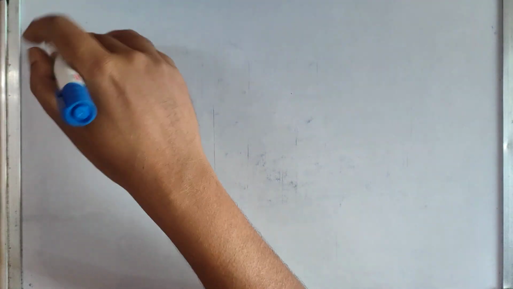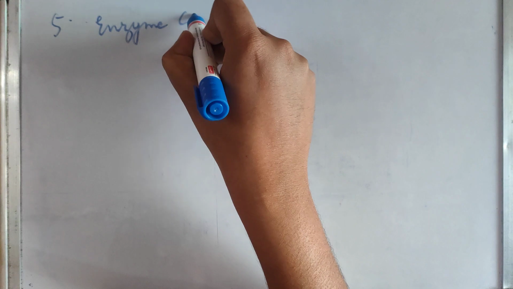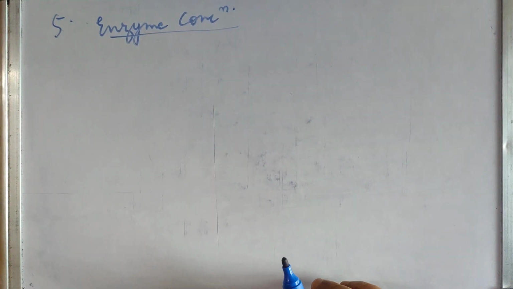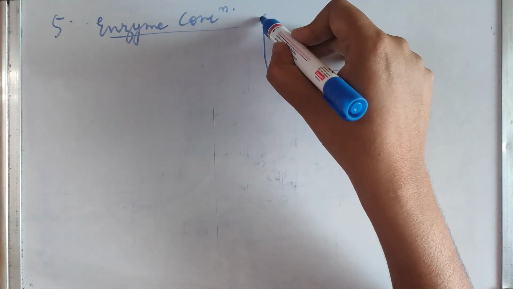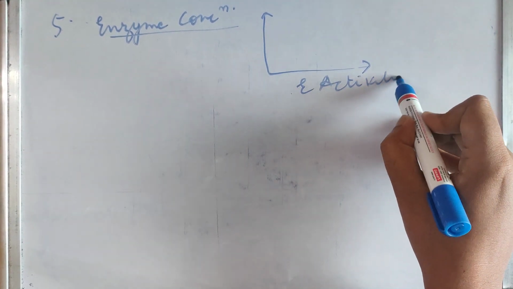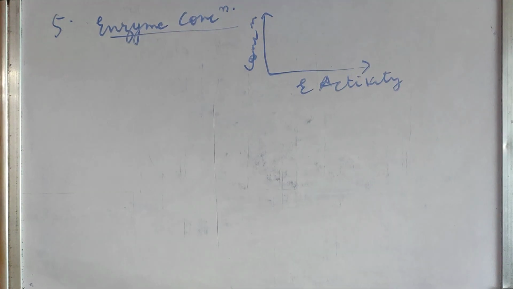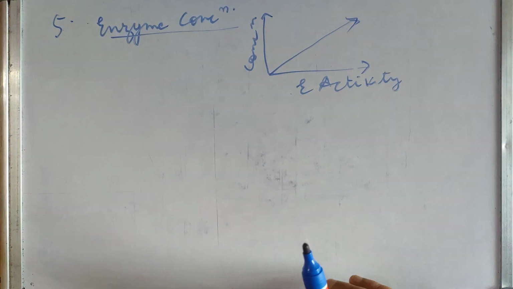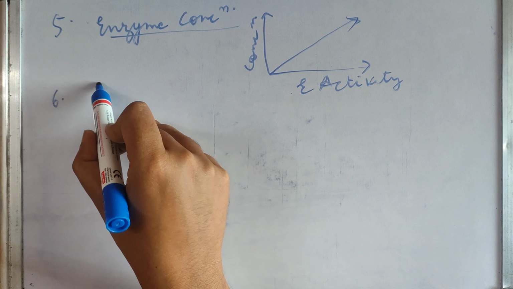Moving on to the fifth one, that is enzyme concentration. So the rate of reaction follows the increase; let me make a graph to help you understand. So this is, suppose, enzyme activity and this is concentration. So the rate of enzyme activity increases with increasing concentration.